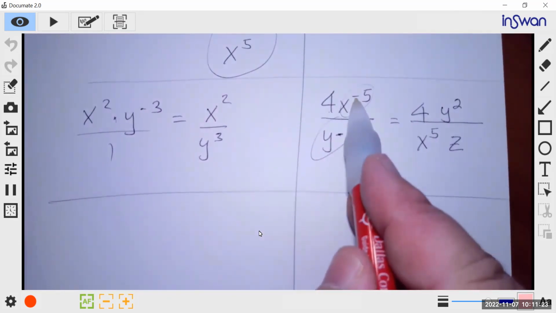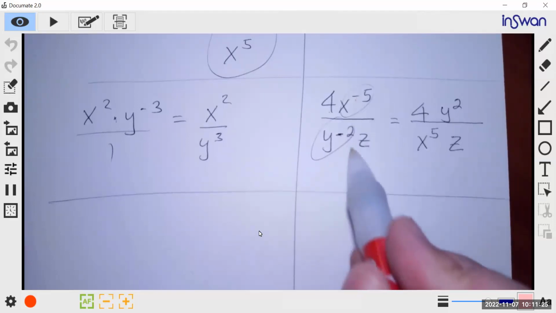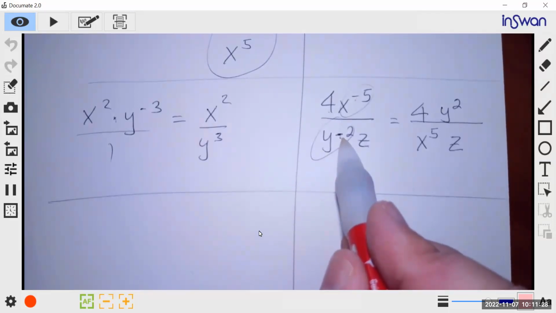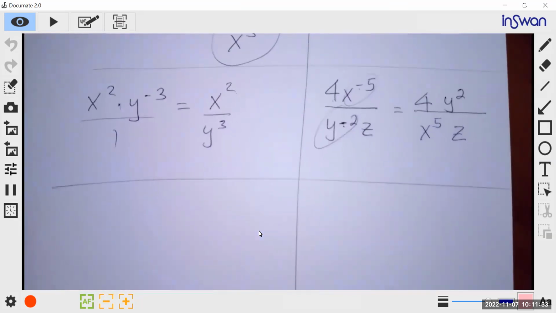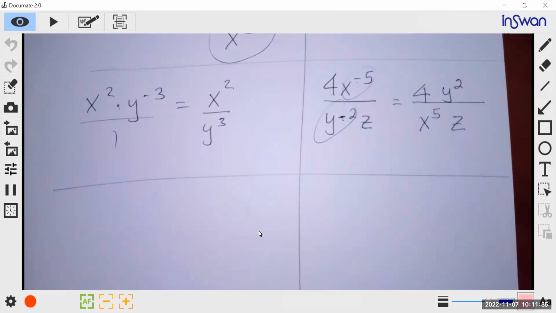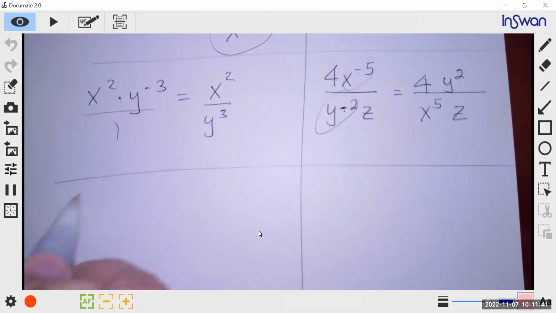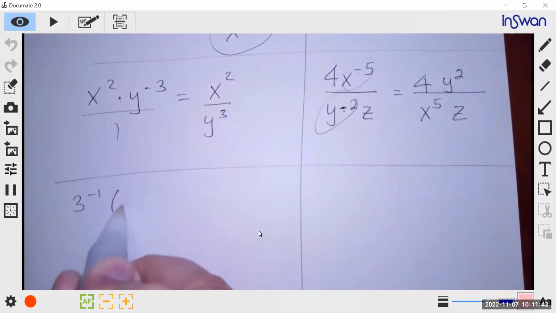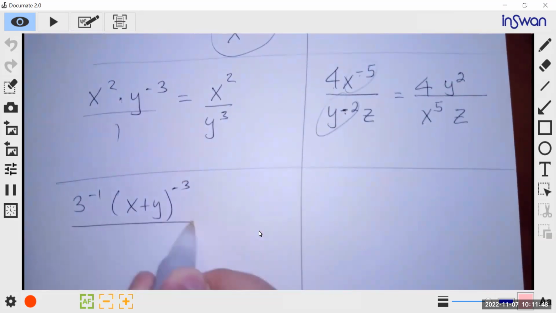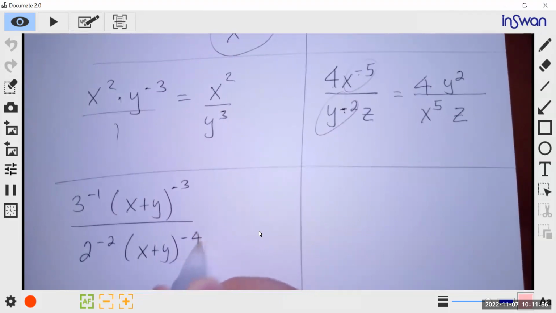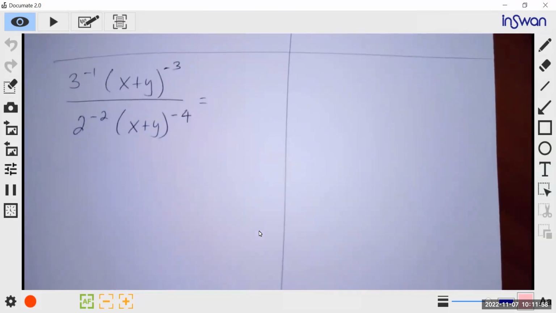But it has a negative exponent. It has a negative exponent. You cannot have a negative exponent. You're just answering all the questions. Okay, this one.